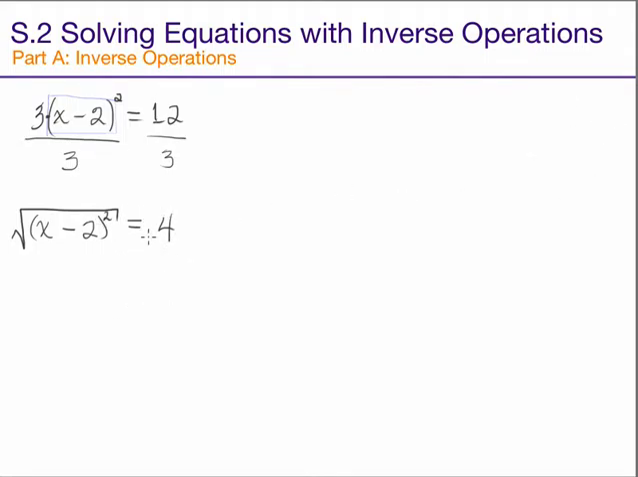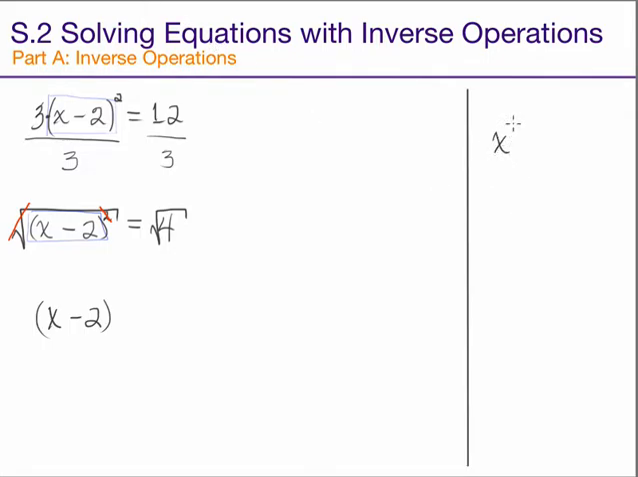Unsquaring both sides. This whole thing is being squared and unsquared. So I need to ask, what is it that I have squared and unsquared? What I have squared and then unsquared is x minus 2. That piece there.